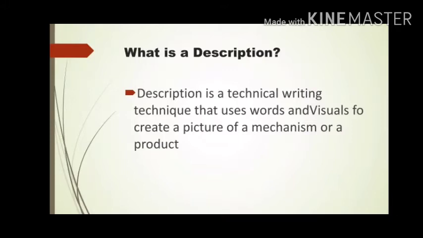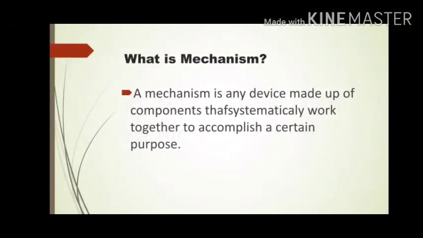a mechanism or a product. So it is said that words will serve as your main instrument in technical writing. Words must be utilized in making your readers visualize or see a product or mechanism the same way that you perceive it. That is why it is said that the use of words is very important in technical writing. But what is this mechanism that is being talked about?